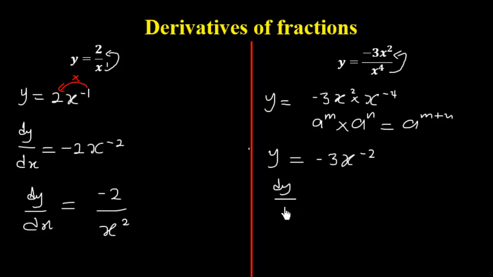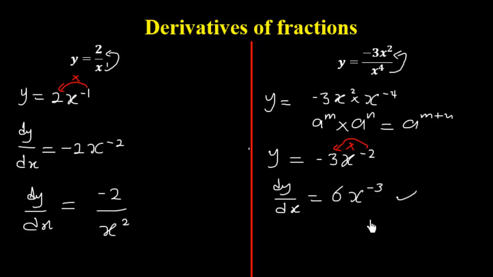So dy/dx is equal to, once again, we have to multiply the exponent, which is negative 2, by the coefficient of x, which is negative 3. Therefore, negative 2 times negative 3 will give us 6. And then you write your x. Now the exponent of this x is negative 2, and for its derivative, we are going to reduce this negative 2 by 1. So negative 2 minus 1 will give us negative 3. Negative 3 here. Correct.